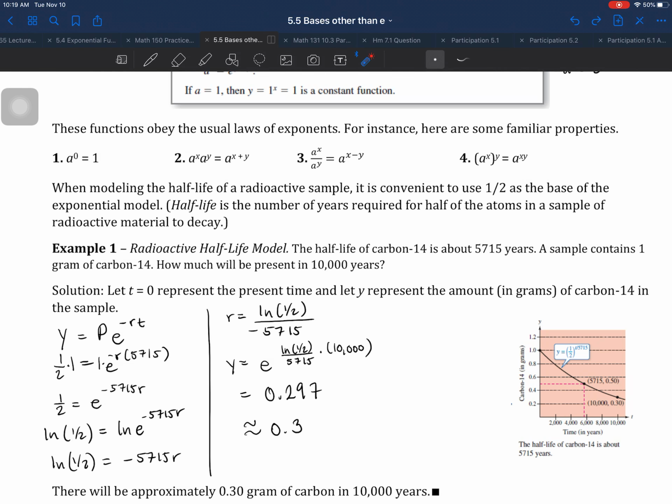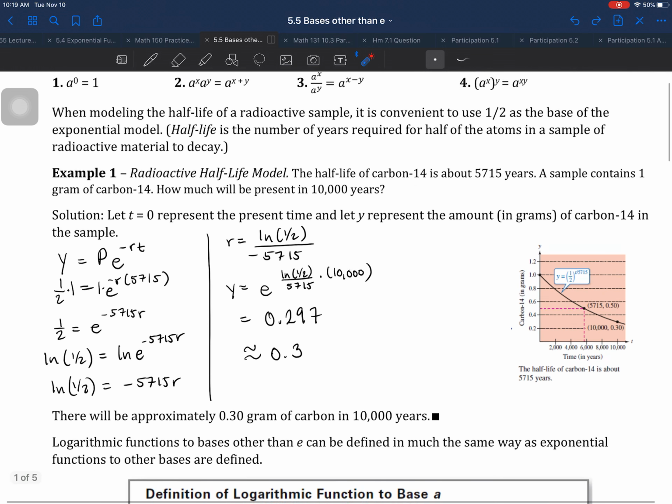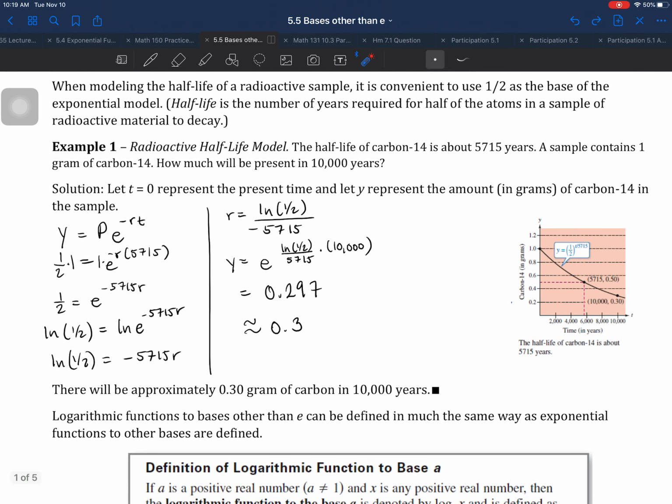I mean, 50% of what it originally started with. So let's try example one. We have here a radioactive half-life model. The half-life of carbon 14 is 5,715 years. This means that it will take 5,715 years for carbon 14 to decrease to half of its substance, right? To half of its substance.